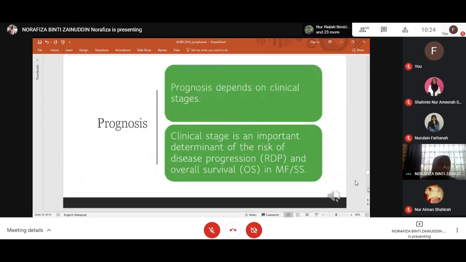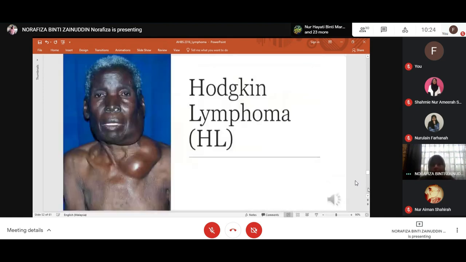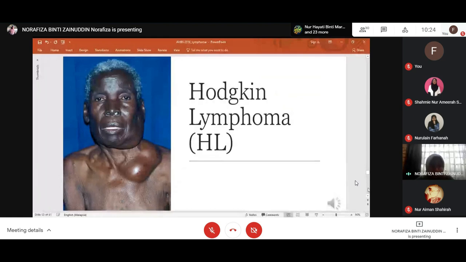Right. We are done with MF and also SS. And we are done with non-Hodgkin lymphoma actually. So I move on to Hodgkin lymphoma.